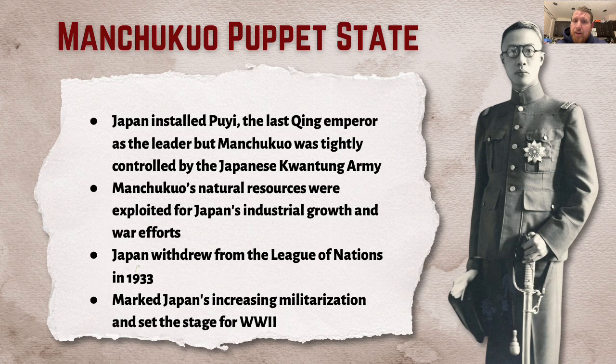The exploitation and harsh treatment of the Chinese population also sowed seeds of resentment, contributing to what are still long-standing tensions between Japan and China. The legacy of Manchukuo, though, is one of imperial ambition that ultimately led to significant human suffering and contributed to the geopolitical dynamics in East Asia that persisted long after the fall of the Japanese Empire.